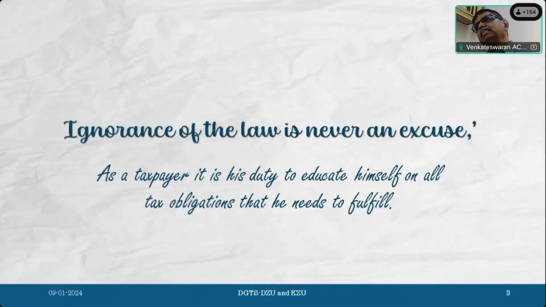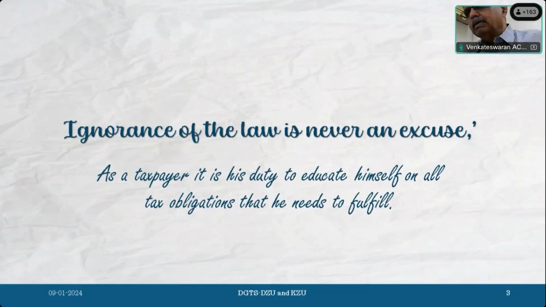In my experience of 38 years, and after retirement, I have seen that even in corporates, the higher levels are unable to comprehend the law. So ignorance of law is never an excuse, whether it is a taxation law or another civil law. As a taxpayer, it is his duty to educate himself on all tax obligations that need to be fulfilled. It is also the responsibility of the organization to educate their subordinates to understand the legal provisions required for better compliance.